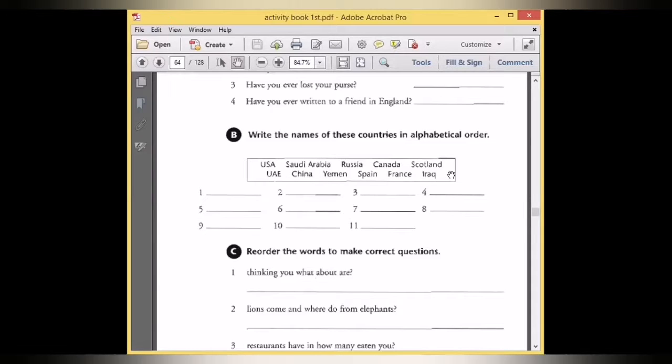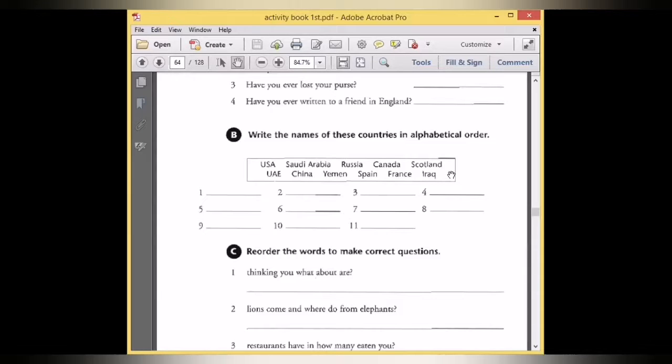So, what should you put as number one? Which is first? Which is first? The first one. Canada. Yes, Abdulaziz. Yes, Canada is the first one.